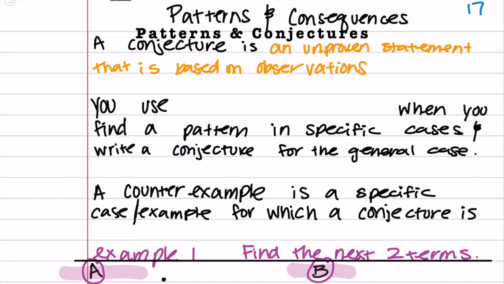And when you're writing a conjecture, what you're doing is you are going to use inductive reasoning. And you use inductive reasoning when you're finding specifically a pattern in cases, and you're going to be writing a conjecture for the general case. In other words, it's a type of reasoning that reaches conclusions based on a pattern of specific examples or past events. And you actually use inductive reasoning every single day, but just didn't know that's what it was called.